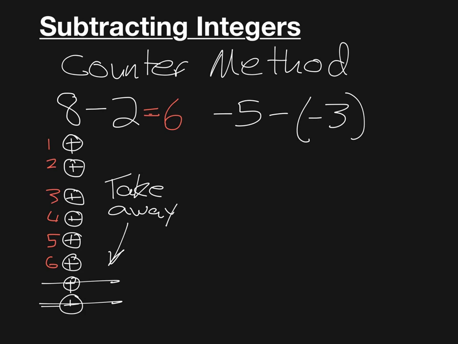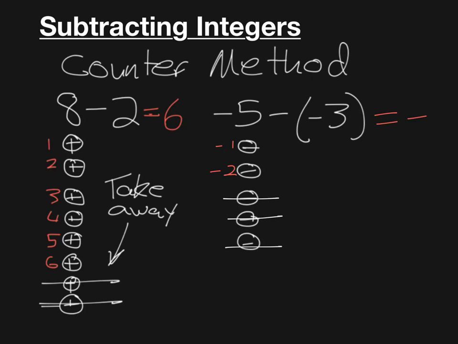For our next example, we're starting with a negative number this time, so we're going to need 1, 2, 3, 4, 5 negative counters. So that's negative 5. And we're subtracting, taking away negative 3. So we're taking away 3 negatives. 1, 2, 3, and we're left with negative 1, negative 2. We have 2 negative counters left, so our answer is negative 2.